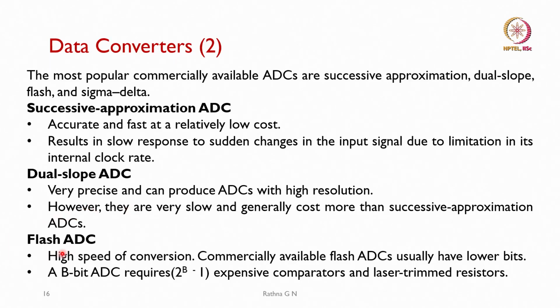The other type is the flash ADC. We know that it is very high speed conversion, and commercially available flash ADCs usually have lower bits because of the power consumption, speed and other things coming into the picture. So, they cannot have higher bits. In a B bit ADC, we know that it requires 2 power B minus 1 comparators, which are expensive, and laser trimmed resistors are required to implement this kind of ADC in the flash mode.